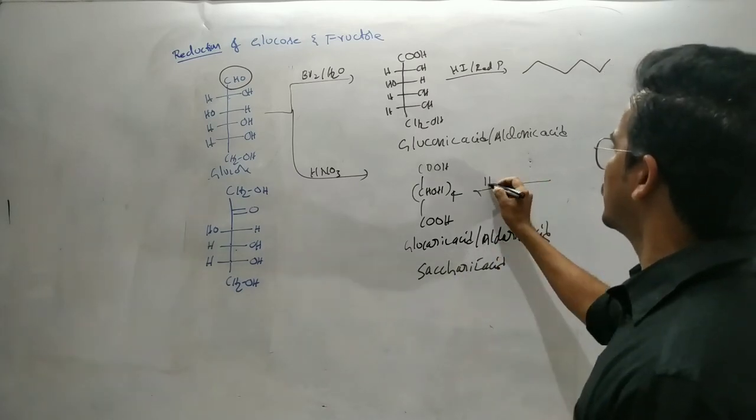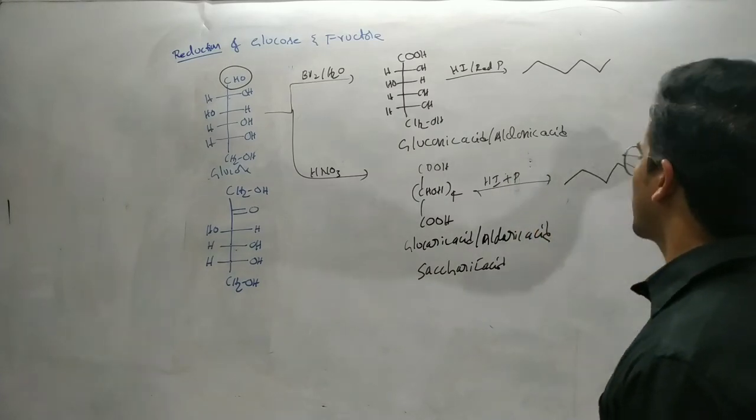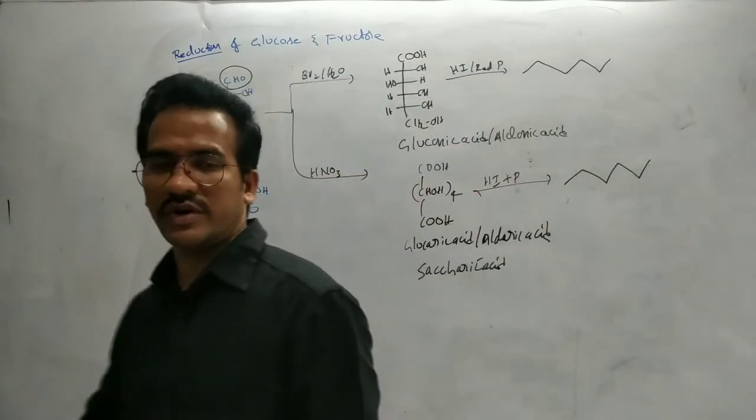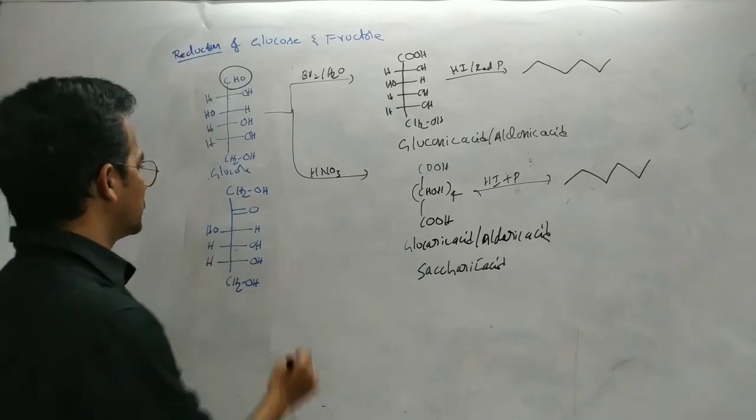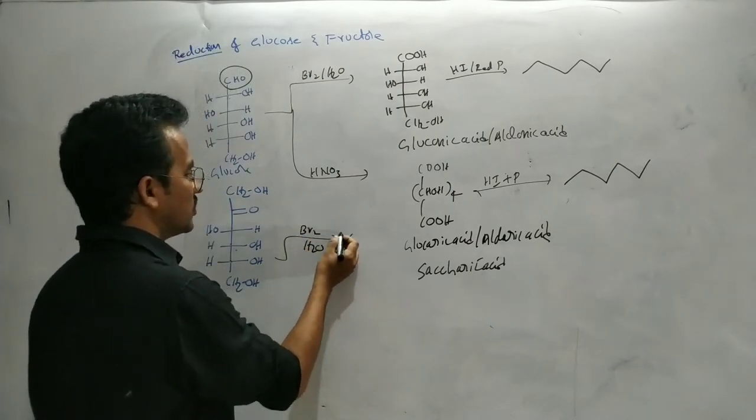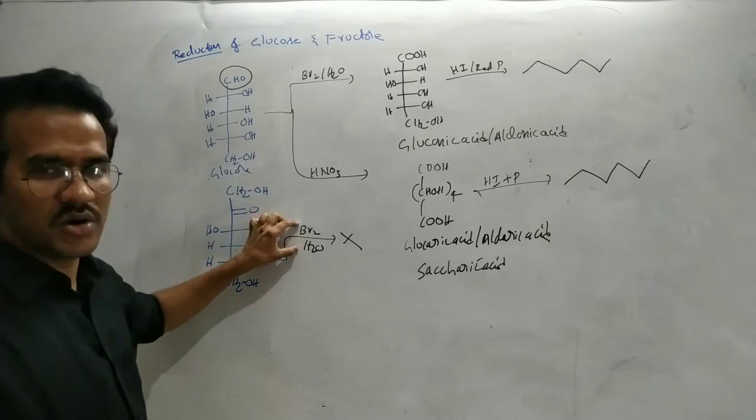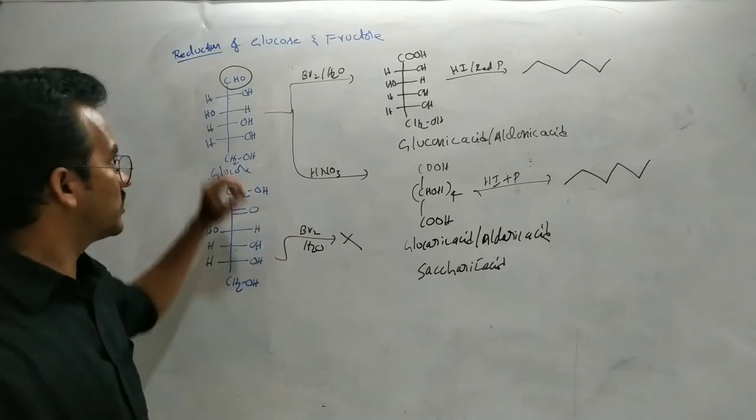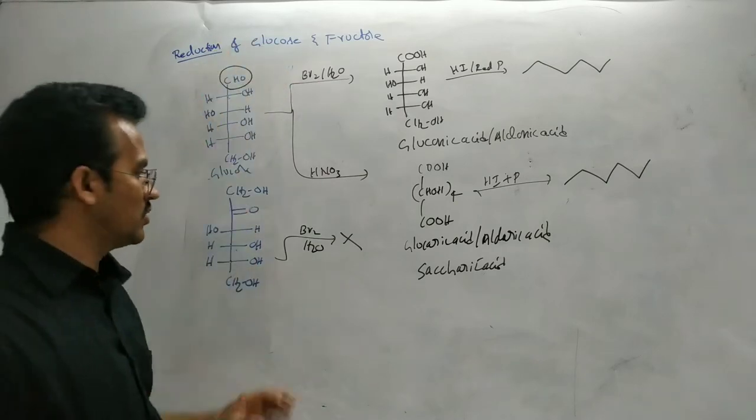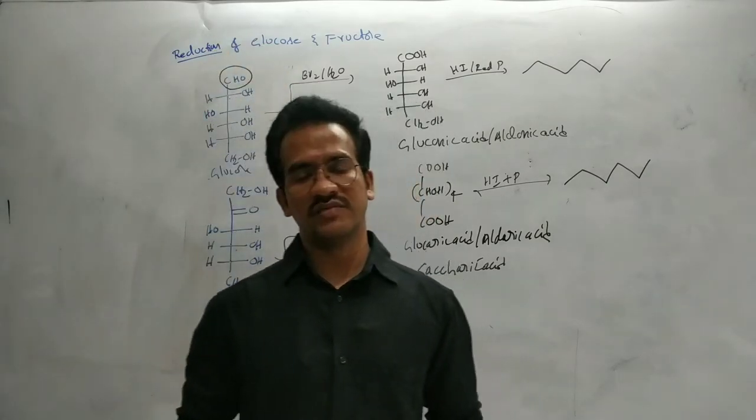Of course, this one also reduced by red phosphorus and HI will give N-hexane as the product. Okay, that's it. Now this fructose on reaction with bromine water, we cannot see a positive reaction. That means these ketones are not oxidized by bromine water, but aldehyde is oxidized by bromine water. Okay, that is the oxidation of glucose and fructose.